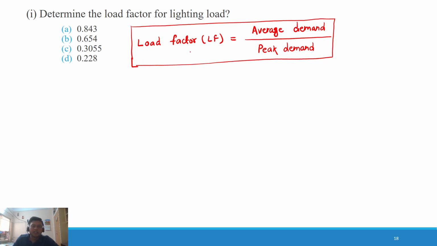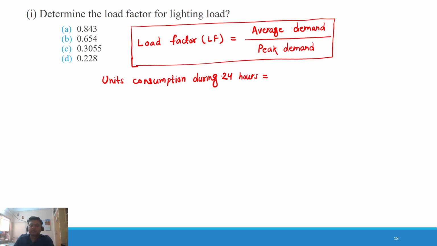So for finding the average demand, first we will find the unit consumption for the lighting load for the whole 24 hours. Next we will divide that unit consumption for the whole 24 hours by the number of hours, that is 24, and from there we will get the average demand. So write like that: units consumption during 24 hours.